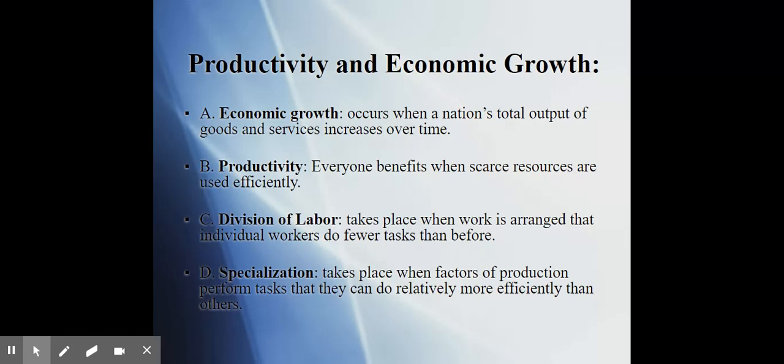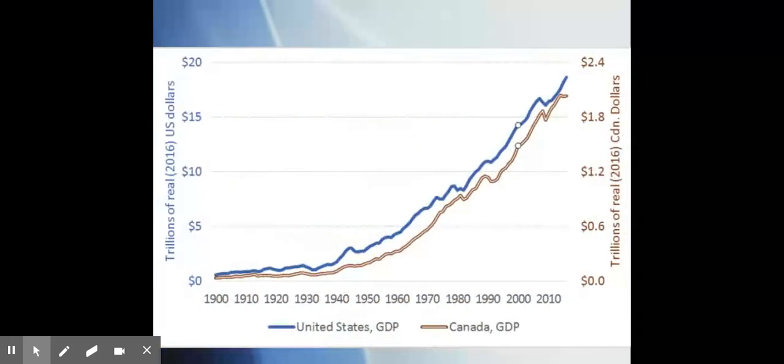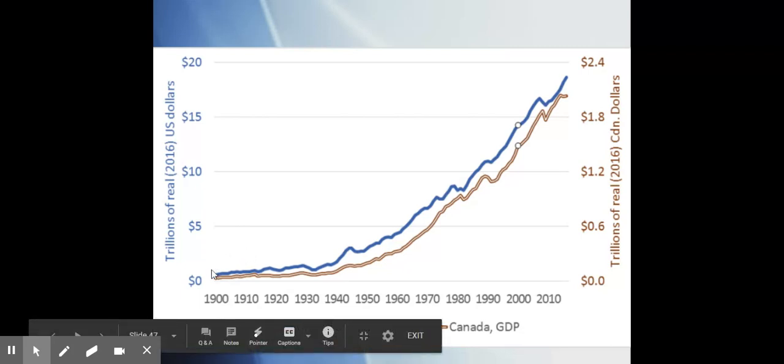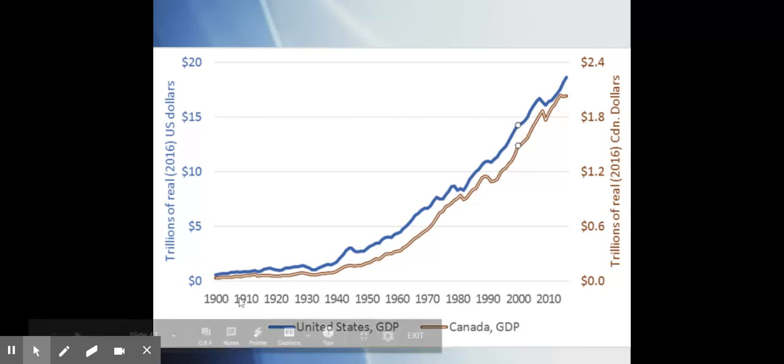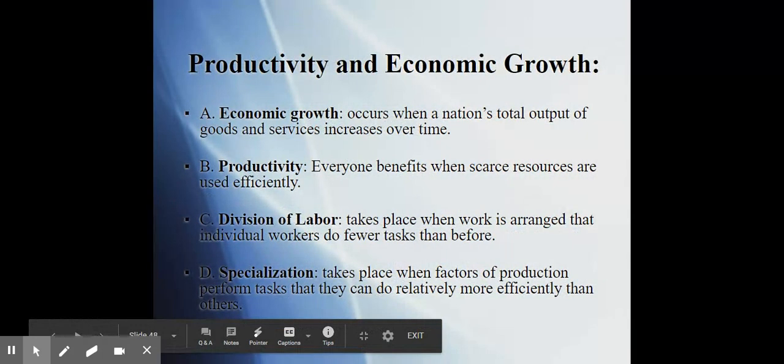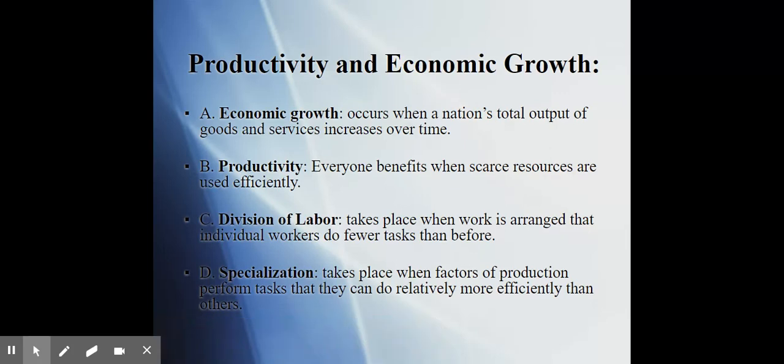So I have 4 words for you here that you need to get into your notes. The first is economic growth. This occurs when a nation's total output of goods and services increases over time. Here's a visual representation of economic growth. You can see way back in 1900, the GDP in terms of trillions looks like it's barely over 1 trillion. And over the course of 100 years, it's up to 14 trillion. So that number is growing rapidly. That is economic growth, when you increase the nation's total output of goods and services over time.